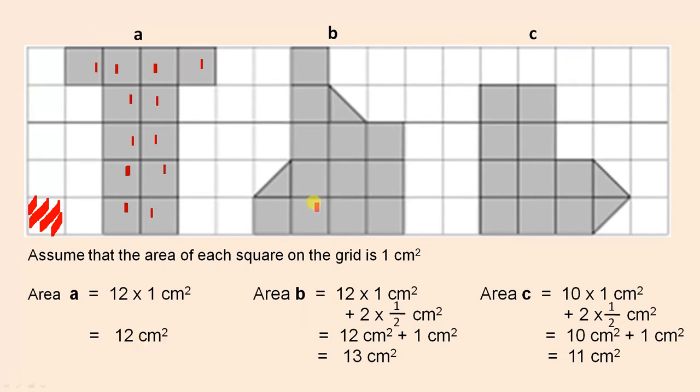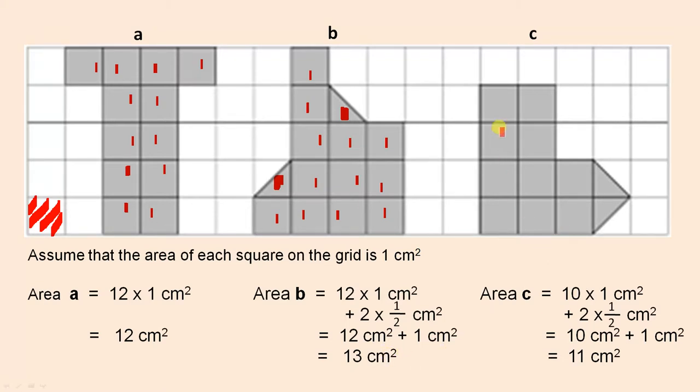Area B. Now let's count the full squares first. 1, 2, 3, 4, 5, 6, 7, 8, 9, 10, 11, 12. So 12 times 1 square centimetre plus 2 times half a square centimetre. So there's 1 half there and there's another half. That gives you 12 square centimetres plus 1 square centimetre, which is 13 square centimetres for area B.